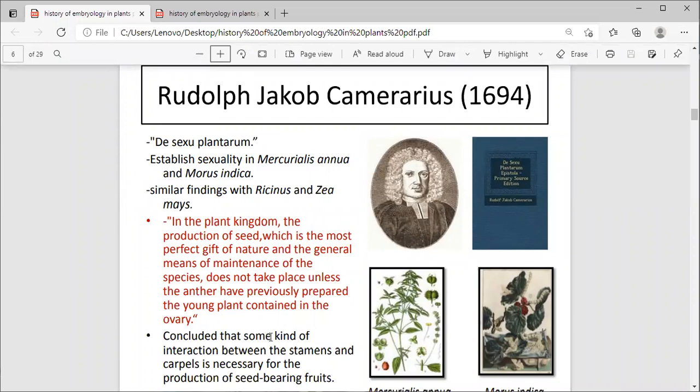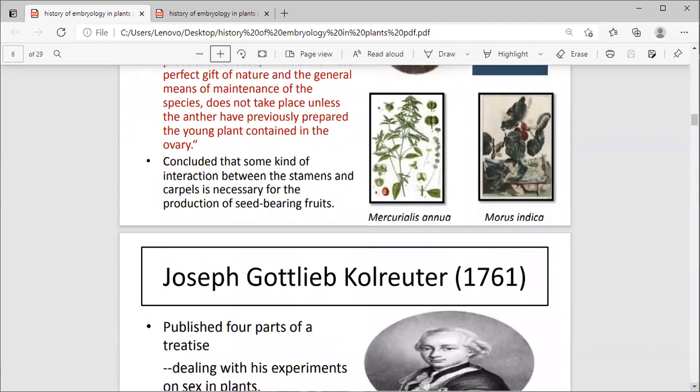Then he concluded that some kind of interaction between the stamen and carpel is necessary for the production of seed-bearing fruits. So at that time, it could not be known. There are different kinds of flowers, self-pollinated, cross-pollinated, but some kind of interaction takes place. He observed that there is a particular kind of interaction.